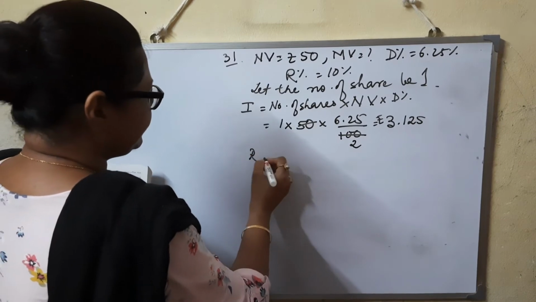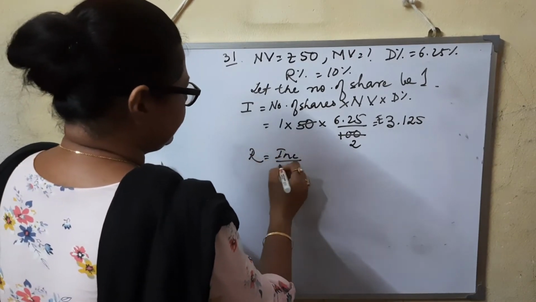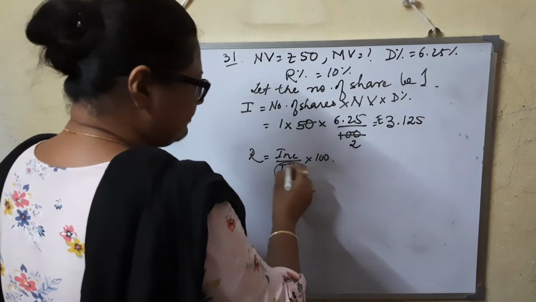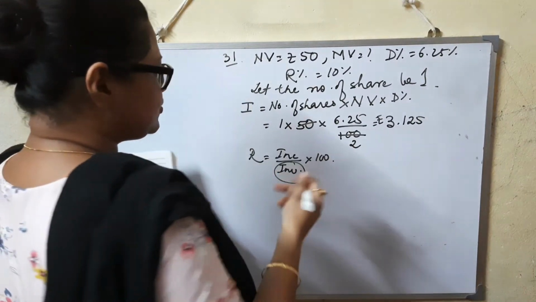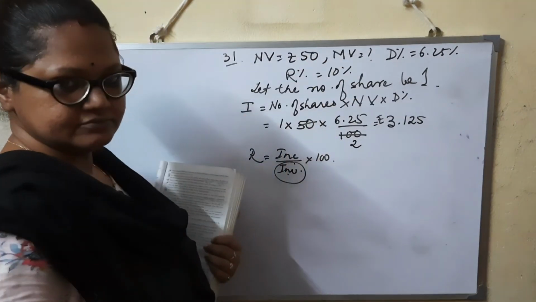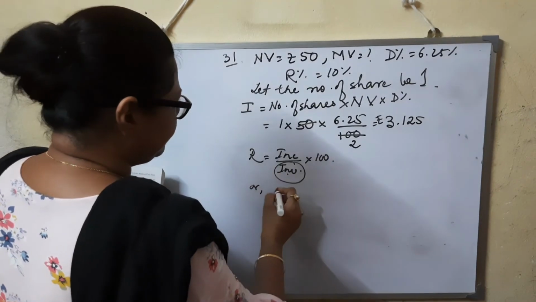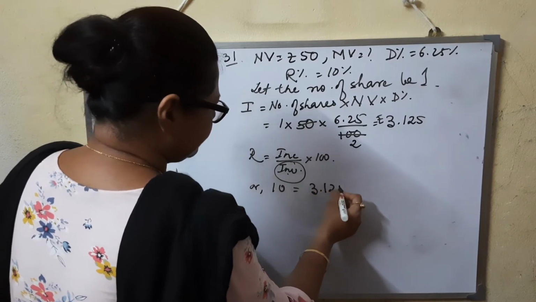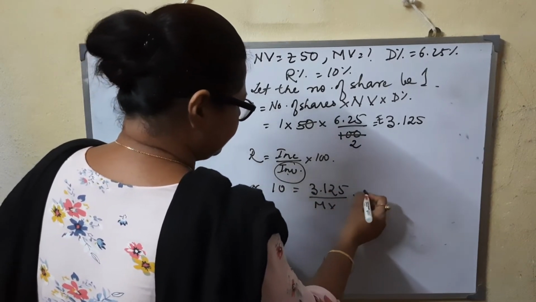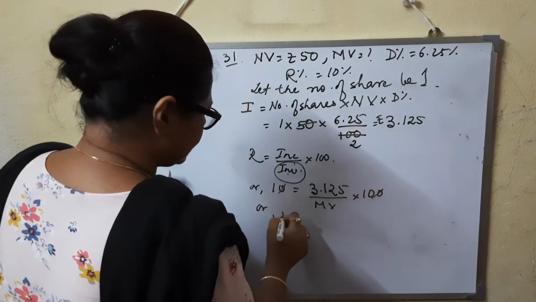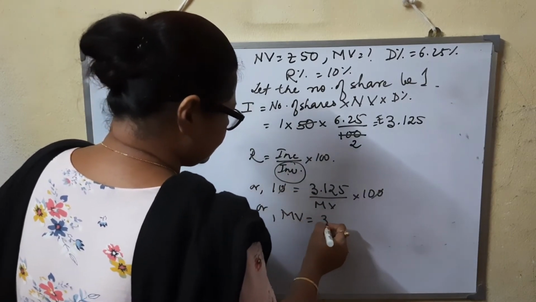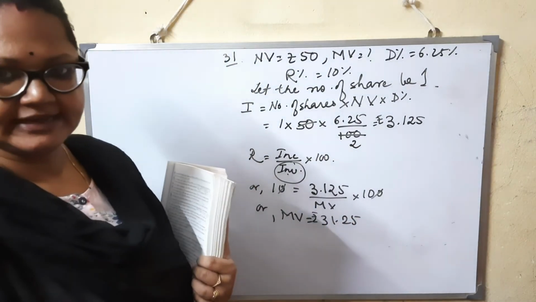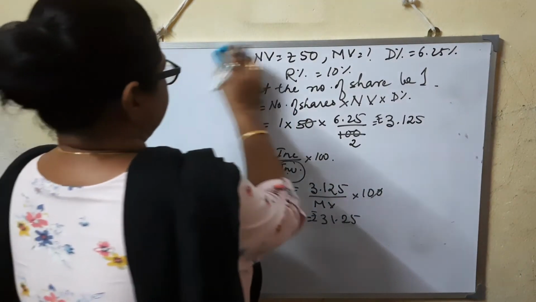So accordingly, rate of return will be income by investment into 100. Now, here because there is only one share, investment means the market value. Okay. So, rate they have said is 10. Income is 3.125 by, I keep it as market value, into 100. Or MV is equal to rupees 31.25. Clear? Okay. Next sum.